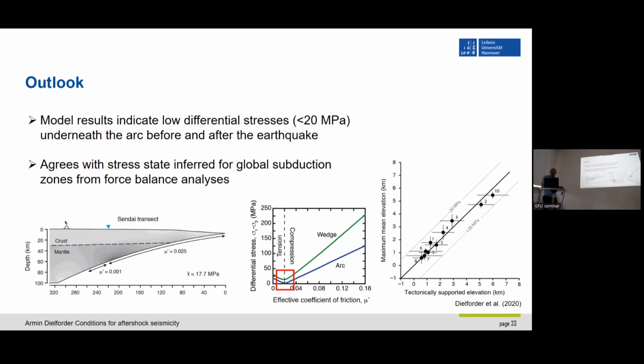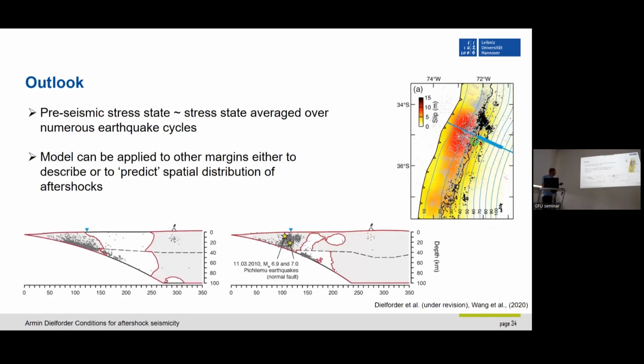If this is true, then we can use this stress constraint from the long-term force balance as an indication for the preseismic stress conditions and predict from that, or estimate at least, which parts of the forearc may become unstable during an earthquake. So we can combine this with the mechanical approaches that I presented today. We did that for an earthquake where we can also test it: the Maule earthquake in Chile. And I'll make that very quick.